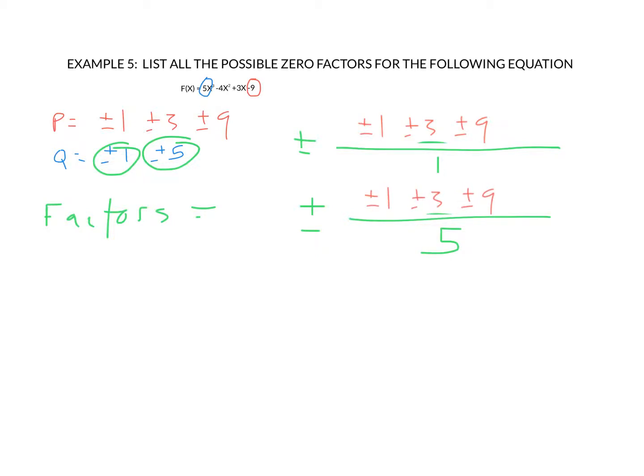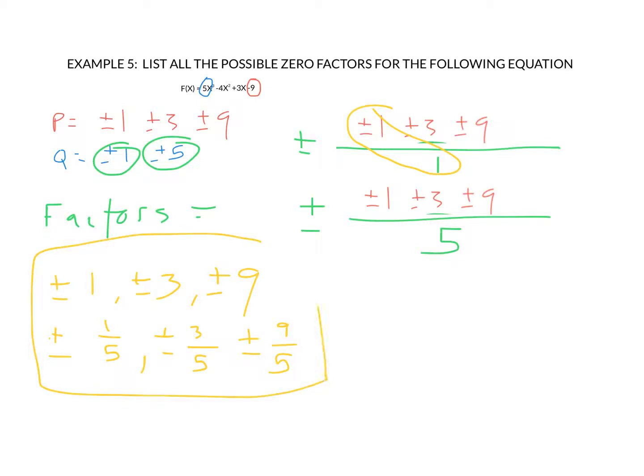All right, so now let's list off our possible factors. So we're going to have, easily off of this one, plus or minus for this first set. We're going to have plus or minus 1, plus or minus 3, plus or minus 9. Now for the second parenthesis, we're going to have plus or minus 1/5, plus or minus 3/5, plus or minus 9/5. No reducing we could do on this one. And here it is, all said and done.